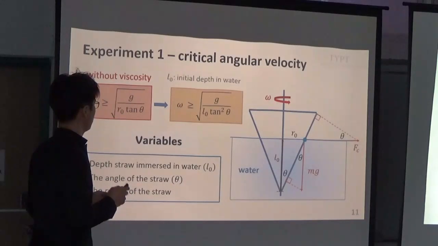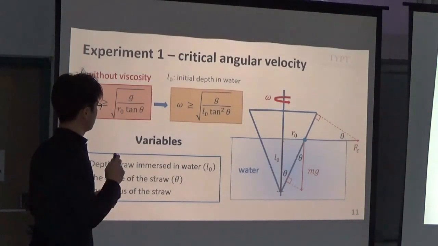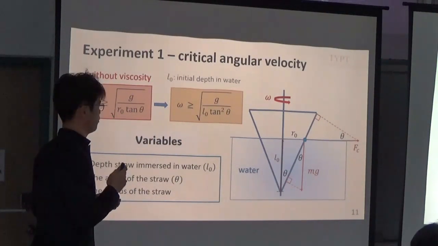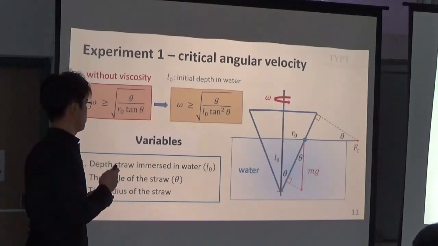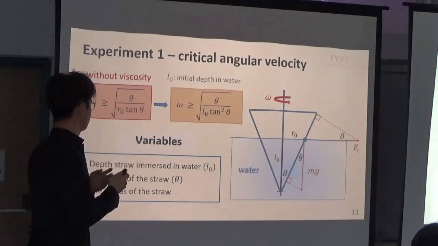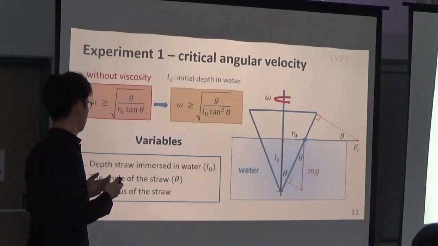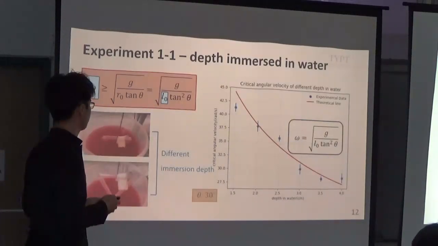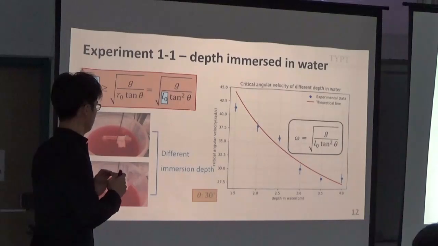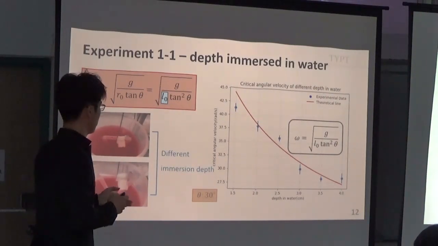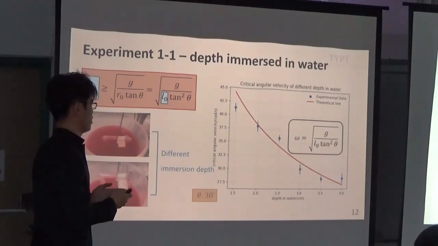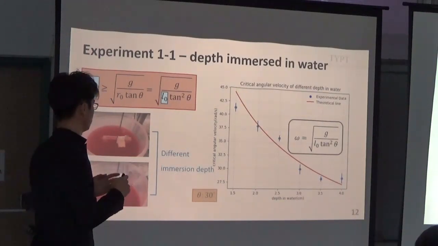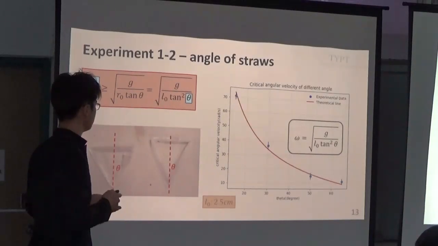For my experiment one, I would like to know how the critical angular velocity works in the phenomenon. I vary some parameters of my experiment model, including the depth the straw is immersed in the water and the angle of the straw. I also would like to know how the radius of the straw affects the phenomenon. You can see that when the depth of the straw immersed in the water becomes higher, the critical angular velocity becomes lower. It means it will be easier for the water to be pumped out.